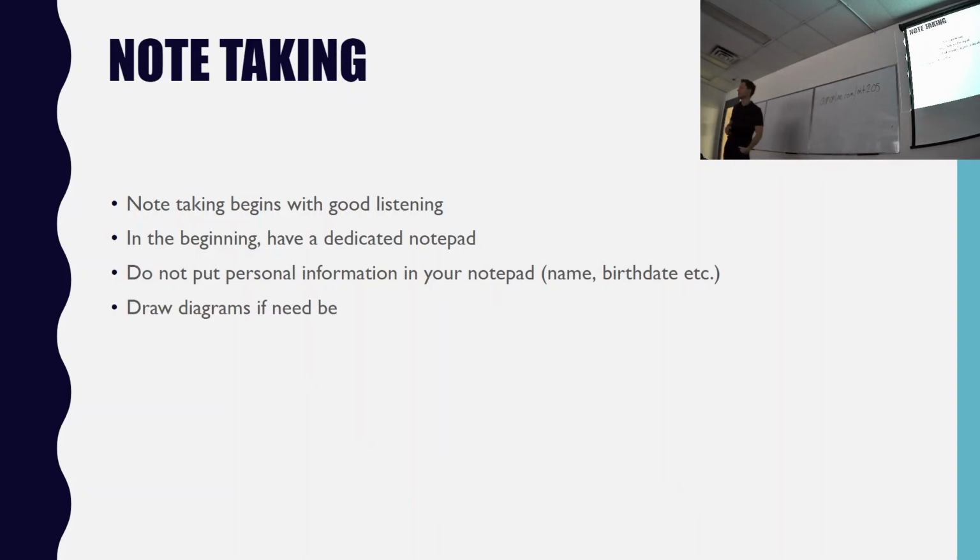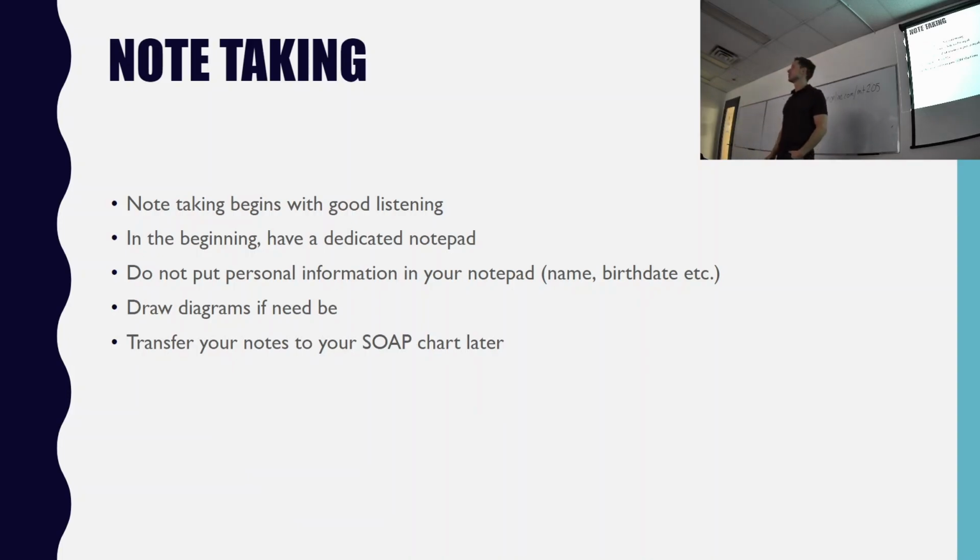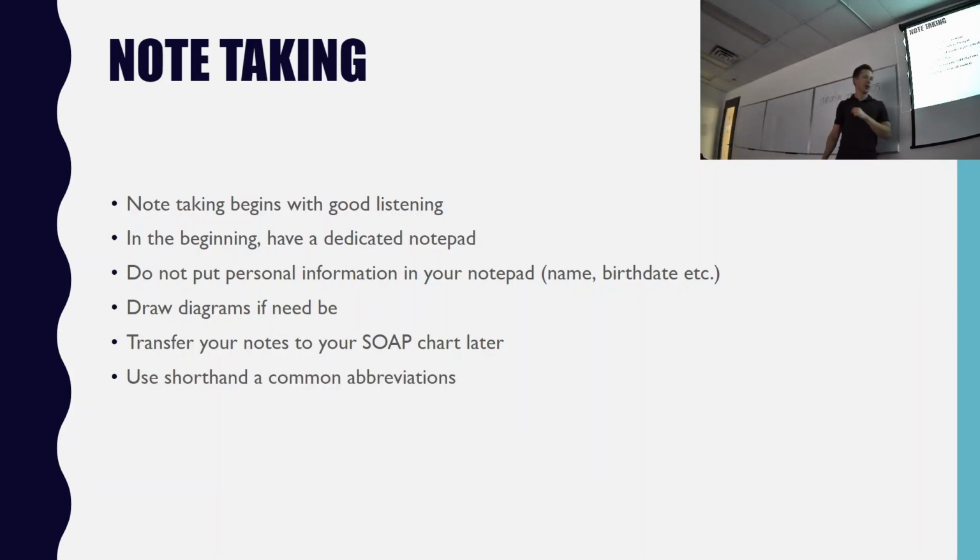Draw diagrams if you need, scribble, do whatever you have to do, and then afterwards, transfer your notes to the SOAP chart. In the beginning, it's so much information, and you don't know what's important. You're just writing down everything they say, or every finding you have. But then when you go back, it turns out half of the things you wrote down aren't important. So you just write down the most relevant and important in the SOAP chart.